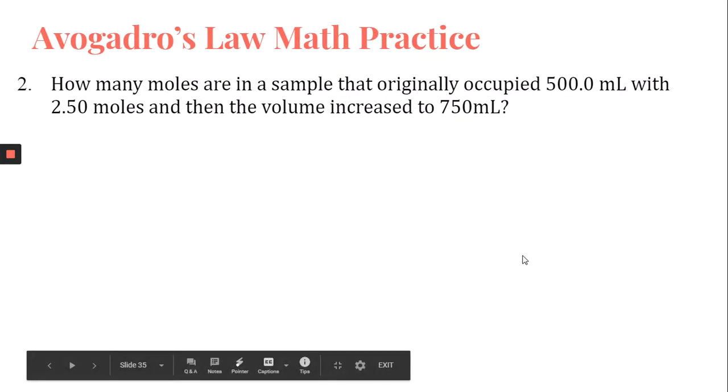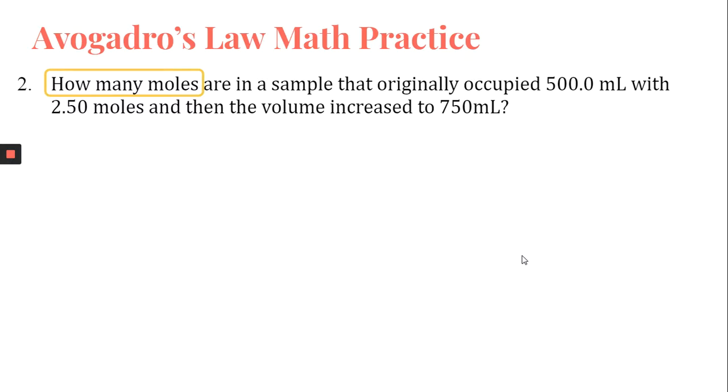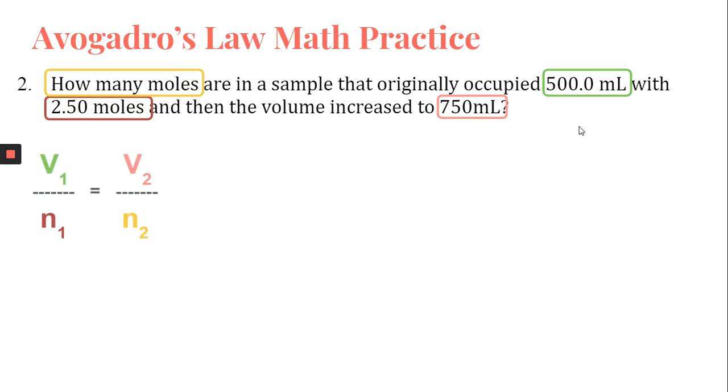It says, how many moles are in a sample that originally occupied 500 milliliters with 2.5 moles, and then the volume increased to 750 milliliters. Okay, so before I get started, I know that I'm starting with this equation: V1 over N1 is equal to V2 over N2. And I'm going to go ahead and plug in what I know. It says that it's 500 milliliters with 2.5 moles.